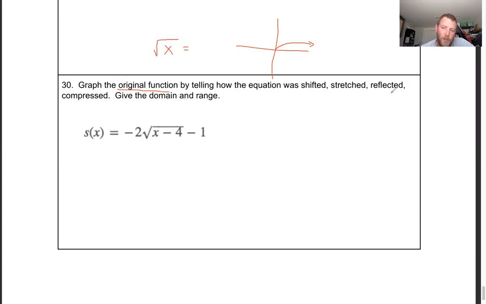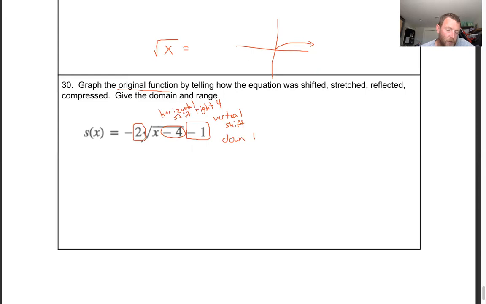Now, how is it shifted, stretched, reflected, and compressed? Let's go through it. That's a vertical shift, and that would be down 1. Remember, it's opposite of what you think. Minus 4, you would think left, but it's opposite. This is a horizontal shift, right 4.